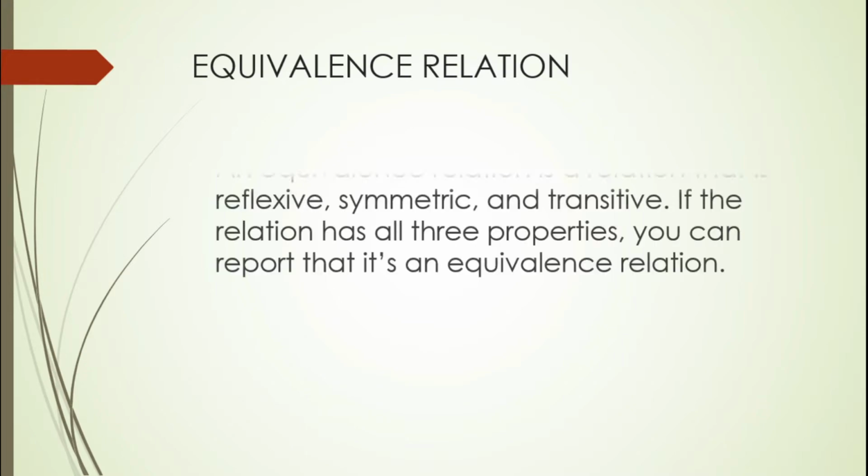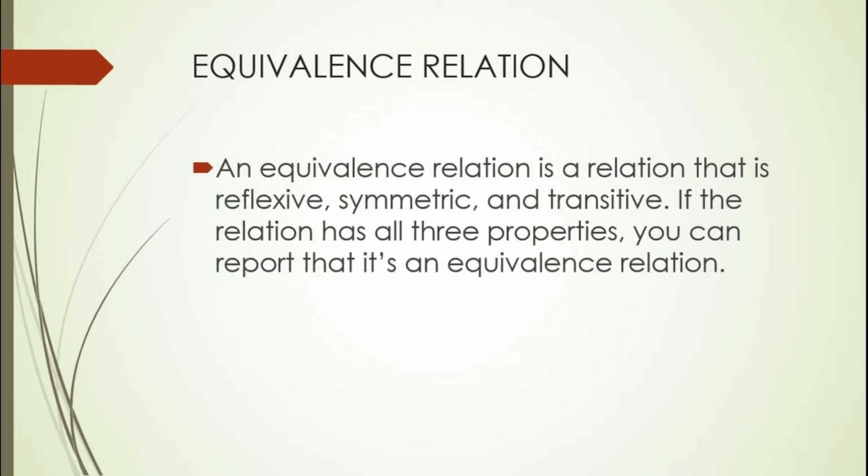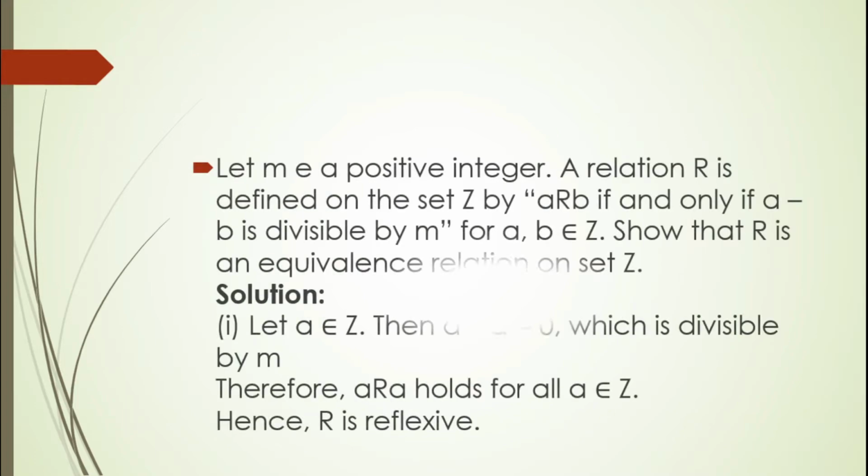Equivalence relation. An equivalence relation is a relation that is reflexive, symmetric, and transitive. If the relation has all three properties, you can report that it's an equivalence relation. Let m be a positive integer. A relation R is defined on the set Z by A R B if and only if A minus B is divisible by M, for A and B elements of Z. Show that R is an equivalence relation on set Z.